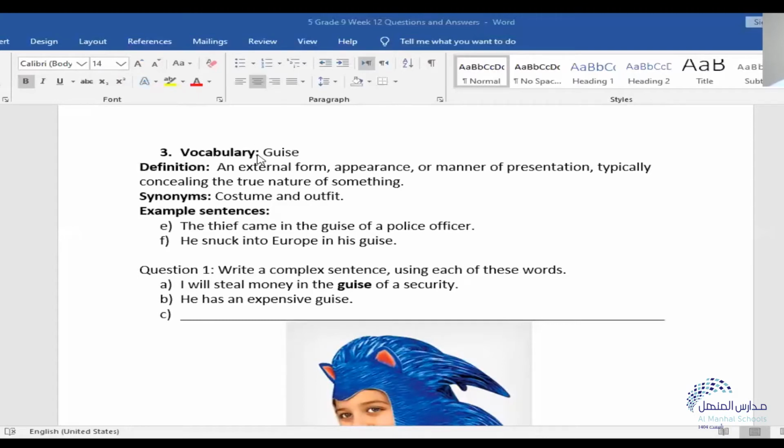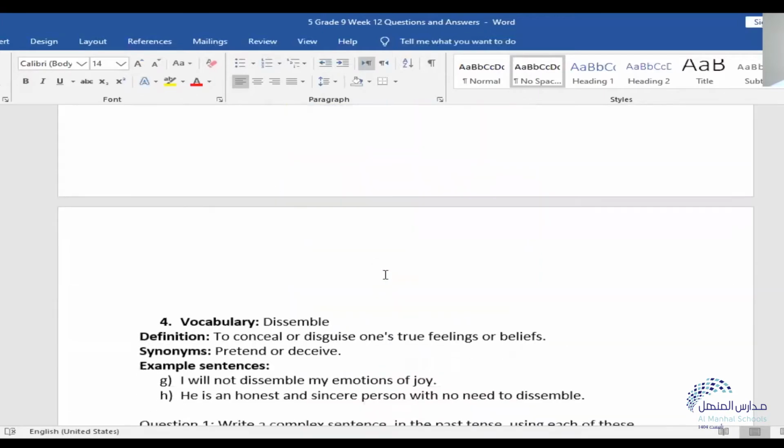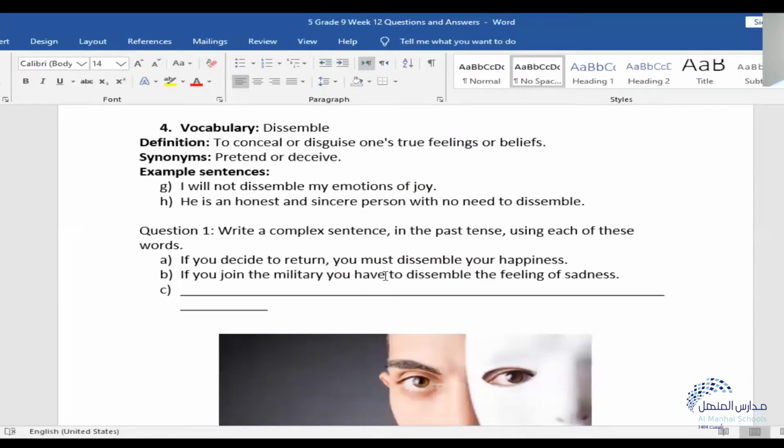The third word is guise, and the sentence that we got was, I will steal money in the guise of security, and he has an expensive guise. Both very, very good sentences. Again, talking about external outfit and costumes. The fourth one, dissemble.